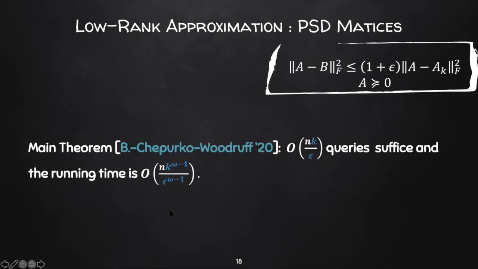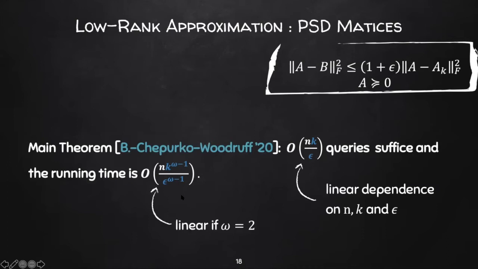Without further ado, I'll tell you our results. What we show, with Chaparro and Woodruff, is that a query complexity linear in nk over epsilon suffices to compute a low rank approximation to A. Further, the running time of our algorithm is n times (k over epsilon) to the omega minus 1. Recall omega is the matrix multiplication constant, and if omega is 2, our running time is also linear in n, k, and epsilon.